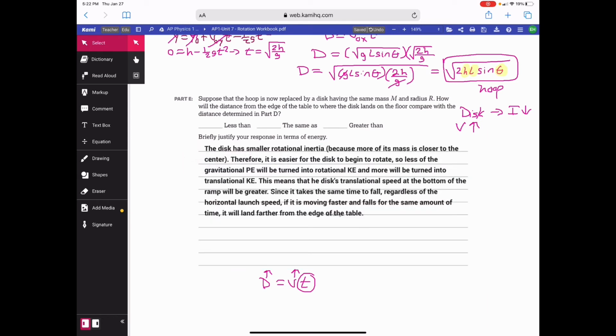The disk has a smaller rotational inertia because more of its mass is closer to the center. Therefore, it is easier for the disk to begin to rotate. So, less of the gravitational potential energy will be turned into rotational kinetic energy, and more will be turned into translational kinetic energy. This means that the disk's translational speed at the bottom will be greater. Since it takes the same time to fall off the edge of the table, regardless of the launch speed, it will be moving faster off the edge of the table and will fall for the same amount of time. Therefore, it will land farther from the edge of the table.